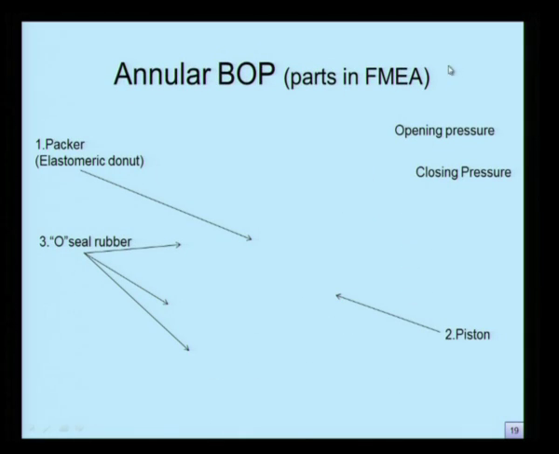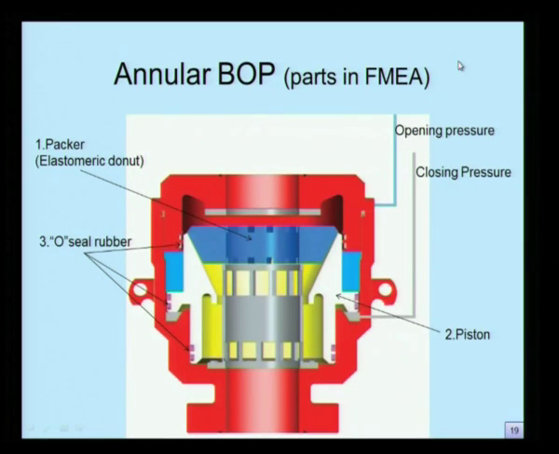If you look at the annular BOP, the parts used in the FMEA study, the first part I am looking at is a packer. The actual component used in the annular BOP is an elastomeric donut. The second component is nothing but a piston which you see in white color. The third component is actually an O-seal rubber which is being used here. Now, the other operational conditions we have to look into are the opening and closing pressure, which we have to measure at these two locations respectively.